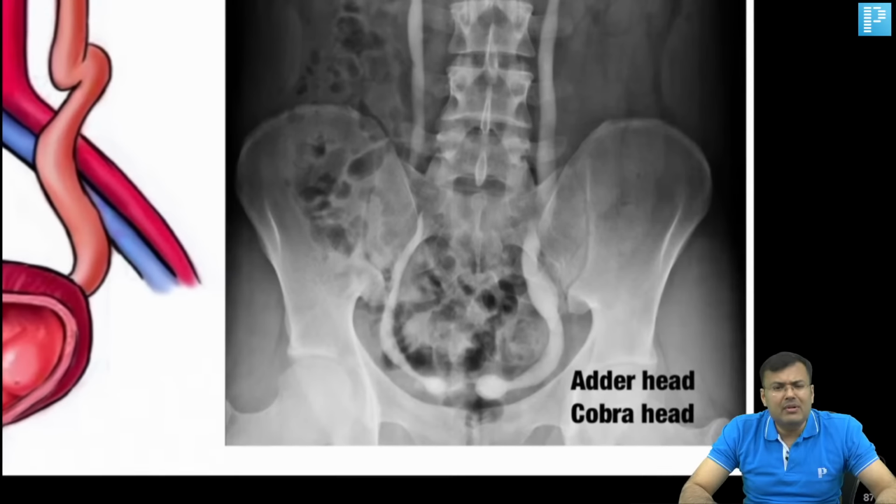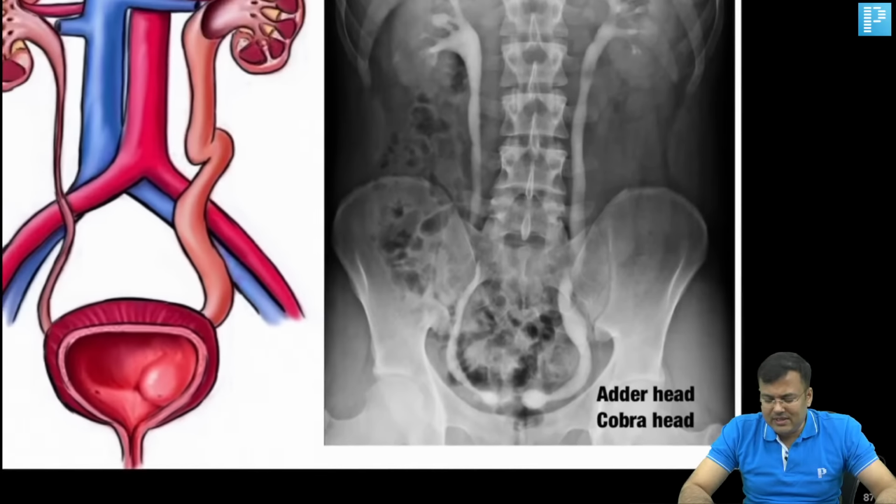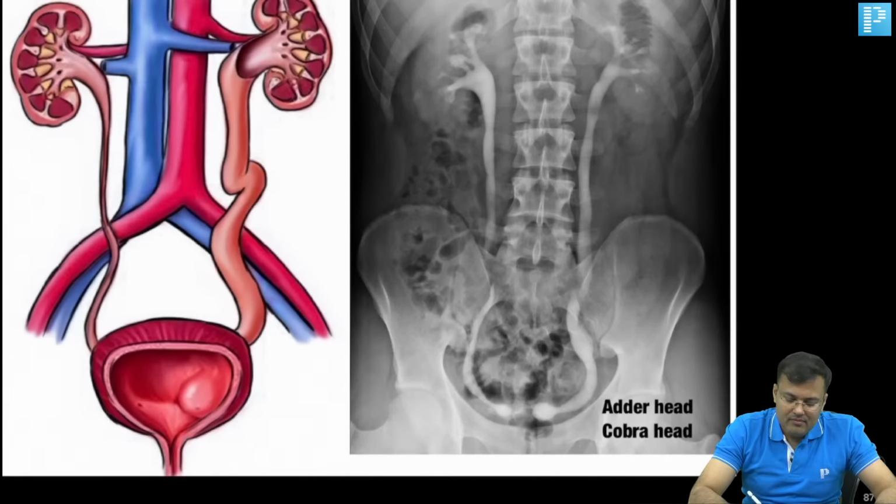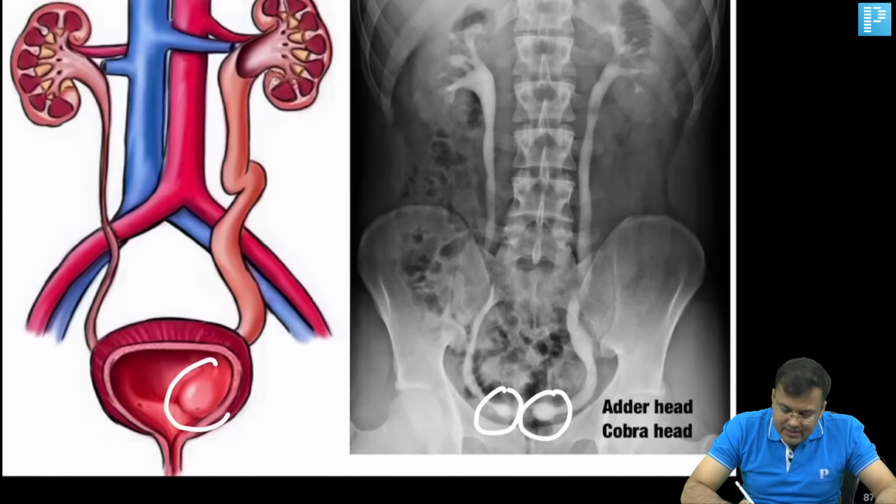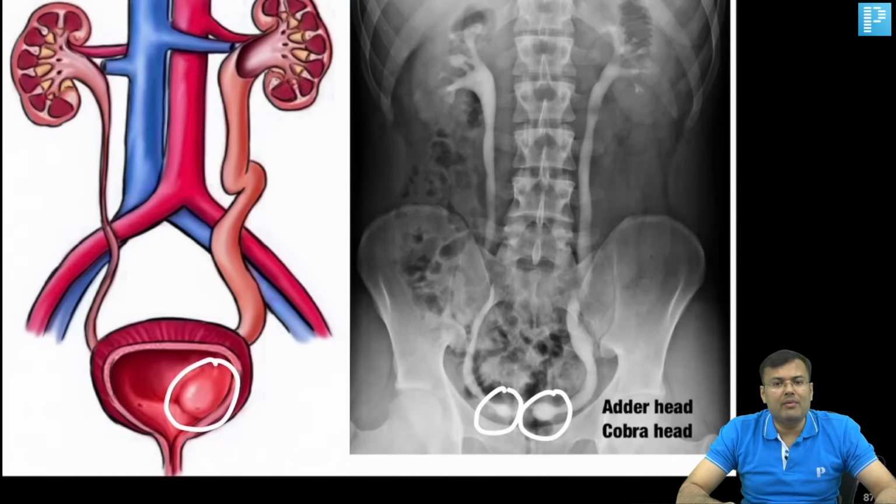Next, guys, easiest question. You have seen it multiple times. Can you tell me what is this? You can see this is adder head or cobra head appearance, and you know in which condition you are going to find adder head or cobra head appearance.